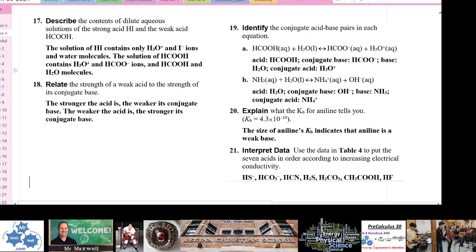Okay, so here are the solutions on the screen for questions 17 through 21, chapter 18. You can compare your answers with some of these on the screen.